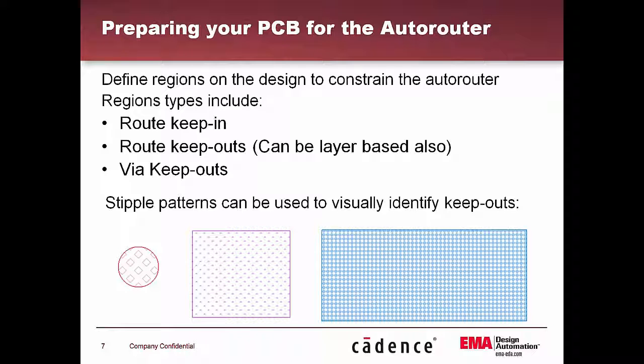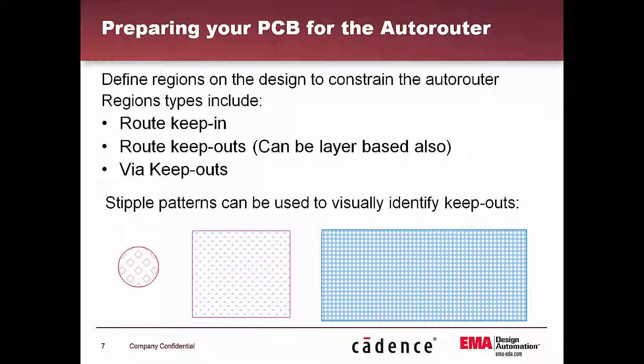And this is just kind of showing you an example. These are 3 different route keep-outs. The first one is a route keep-out around like a mounting hole or something like that. And you can establish different stipple patterns now. In version 16.6, we allow you to assign a particular graphical stipple pattern to that. And so you can associate not only a color, but a particular stipple pattern. So visually, you can identify them in the database.